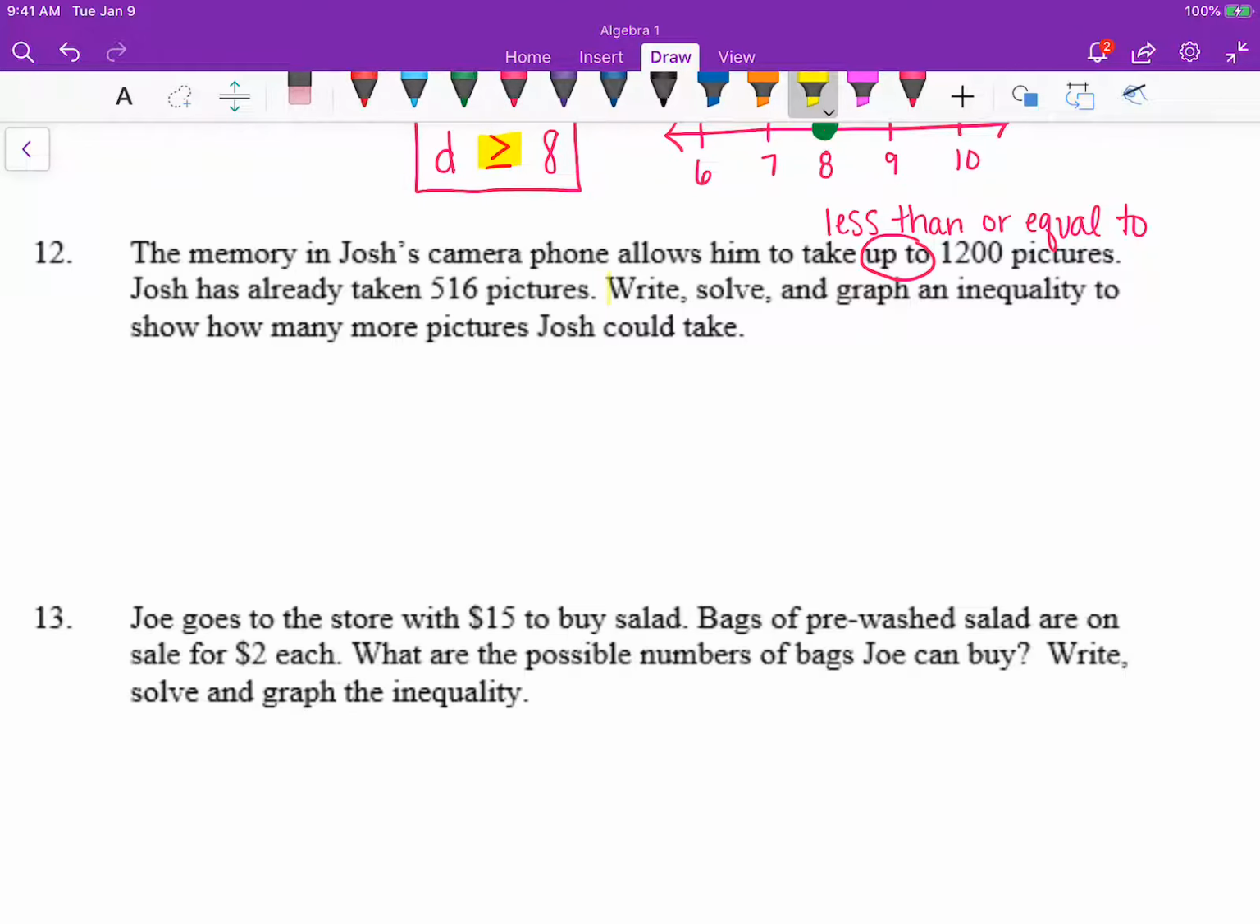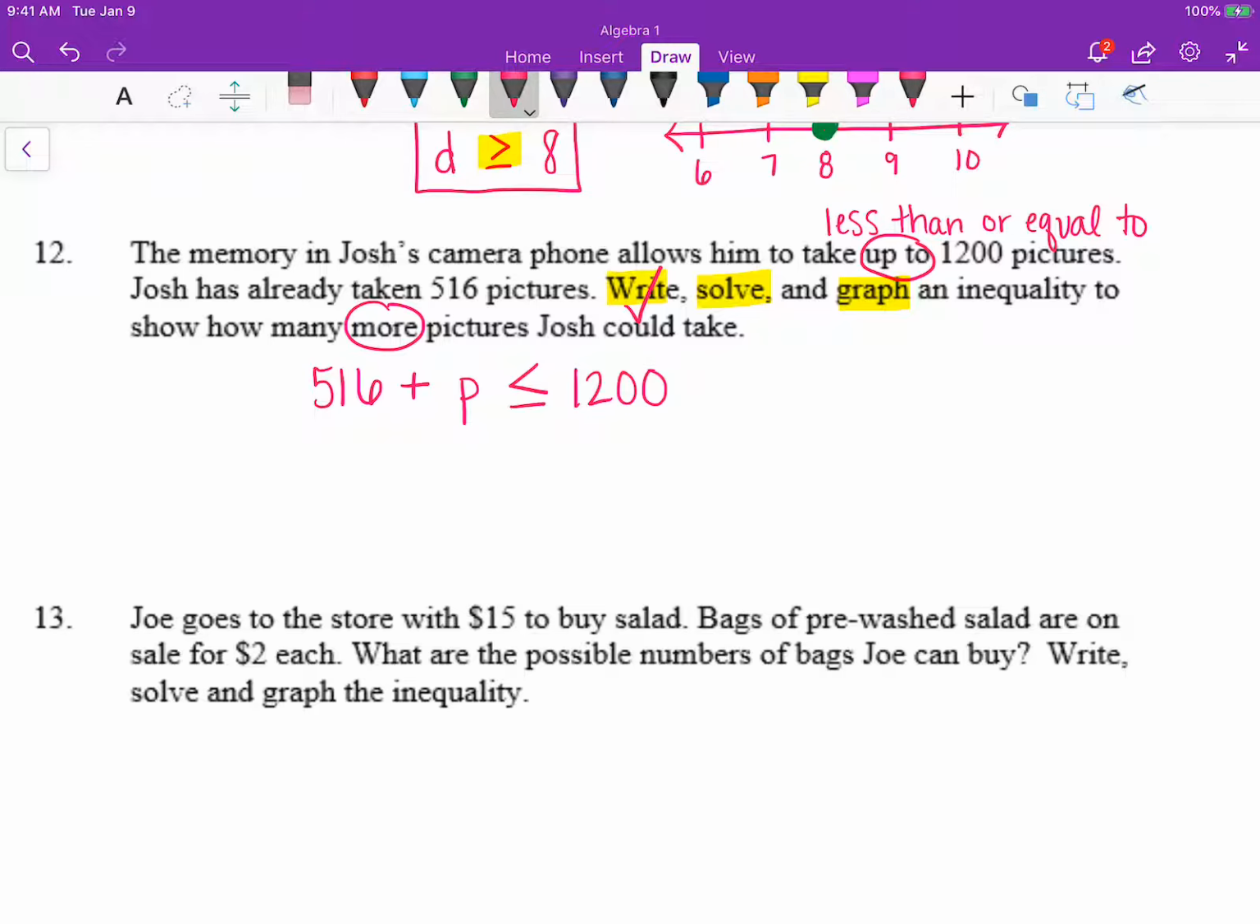And then again, we're going to write, we're going to solve, and we're going to graph this. Okay. So since Josh starts on his camera with 516 pictures, I'm going to start my equation with 516. And he's going to be taking more pictures. More pictures in math means that we're going to plus. And it doesn't tell us what letter to use, and we don't know how many more pictures Josh is going to take right now. I'm going to use P then for pictures. We know that he can only take up to 1,200, and we just got done saying that means less than or equal to, and then the 1,200. This is us writing the inequality.